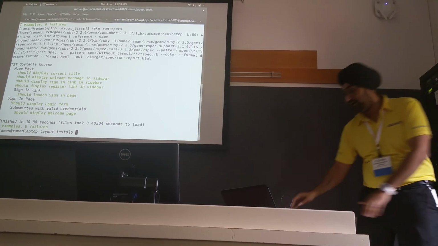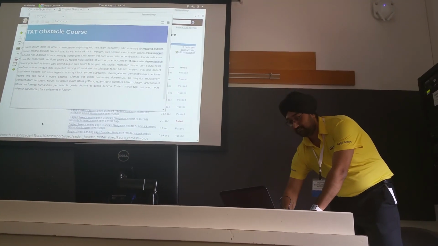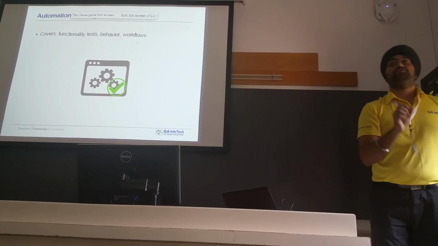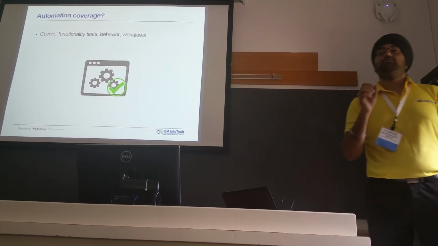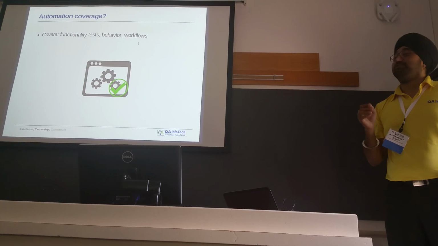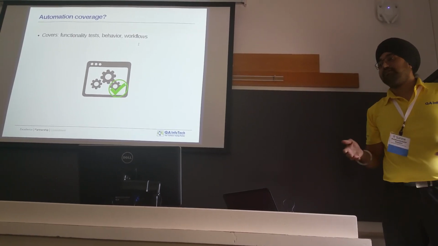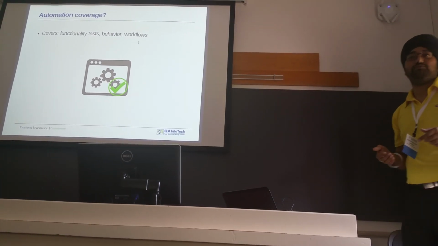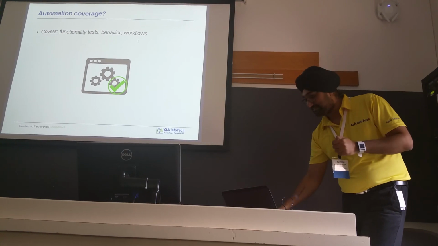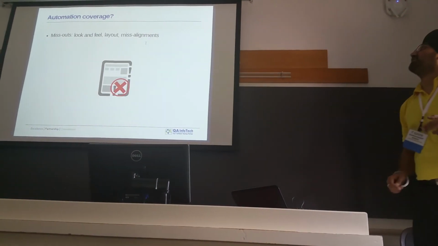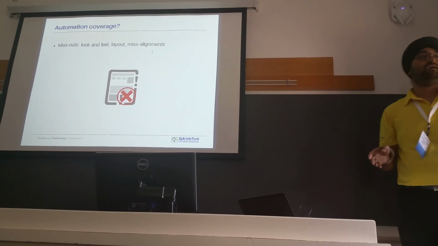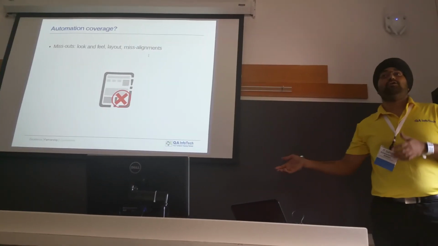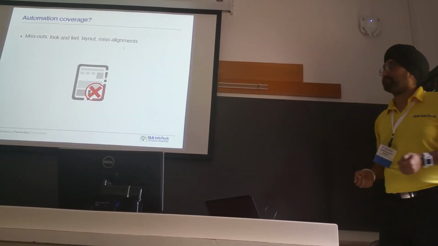So for validation of functionality, your functional automated tests really provide you the best way of doing that. With your existing automated tests that are written at the structural level, you can validate the functionality of the application, the behavior, the workflows. But what do you miss in these tests? You miss the layout issues, the look and feel, the misalignment issues that you right now are not able to automate with existing functional UI test automation code.